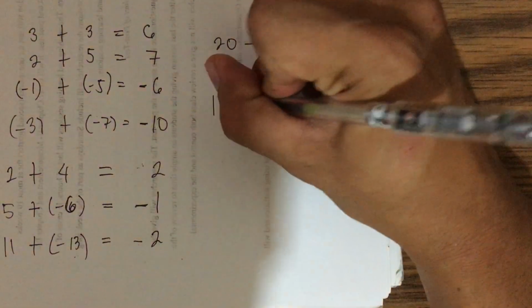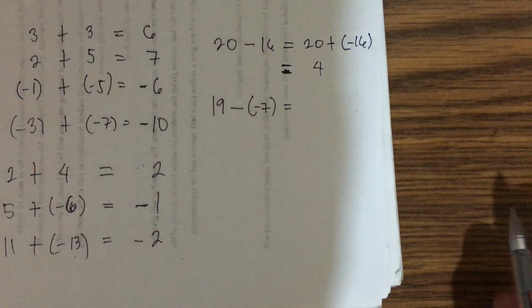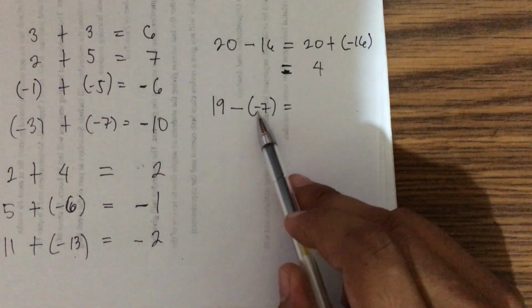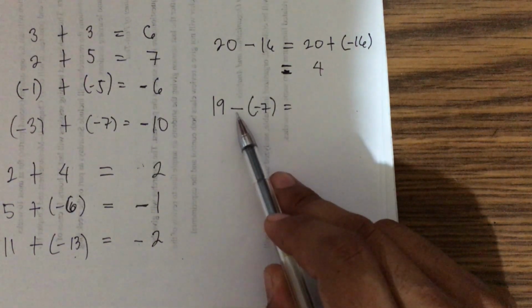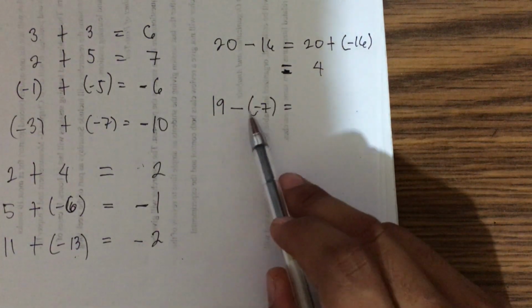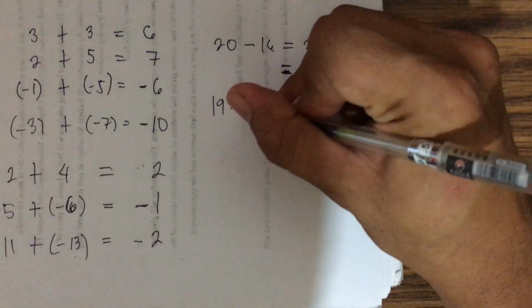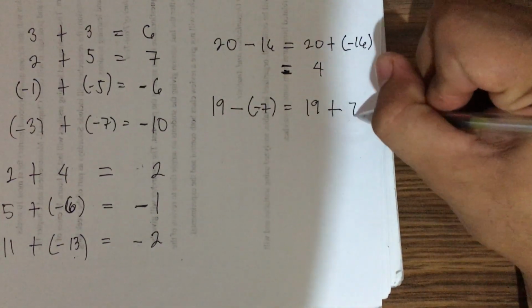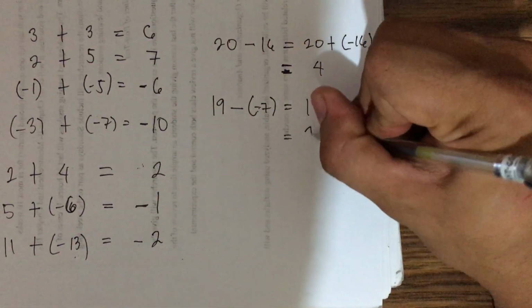Next, example number 2. 19 minus negative 7. We could write this one as negative will turn into positive. If the two signs meet together, they will become a positive number. So, 19, in this case, negative will turn to positive. So, 19 plus 7, that is 26.